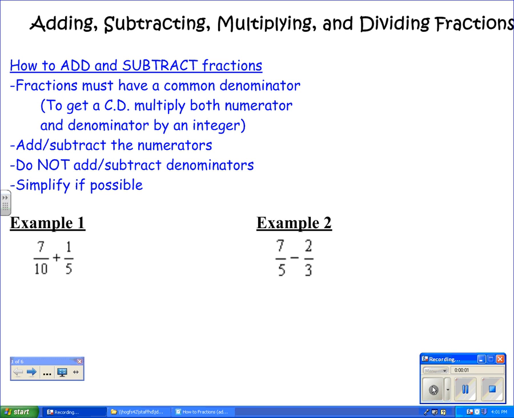Hello, this podcast is created to help you understand how to add, subtract, multiply, and divide fractions. To start with, we're going to talk about how to add and subtract fractions.